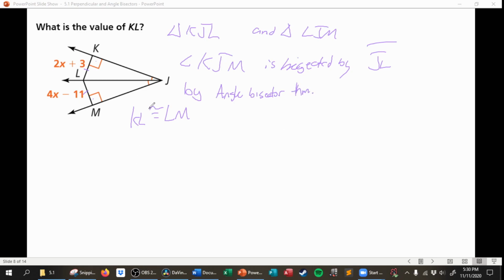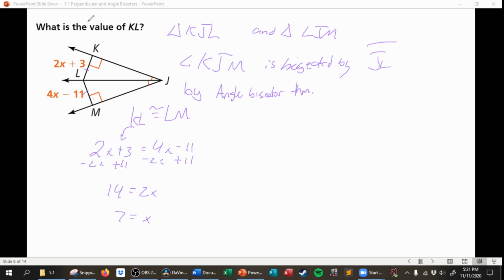And to solve for those, since I know KL and LM are congruent, I can just say 2x plus 3, that's my KL, is equal to, remember, no similarity mark needed, even though we haven't covered similarity, but we did talk about why those two are combined, is equal to LM, that's 4x minus 11. Again, I'm going to try and keep my x positive. This is just going to give me 14 is equal to 2x. So x is equal to 7.